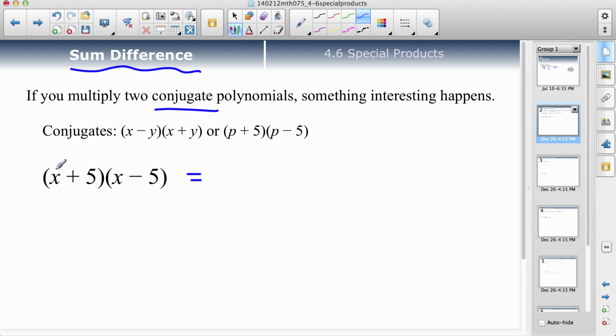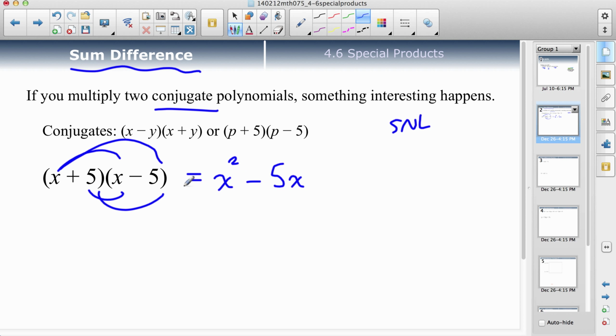So like we've seen before, we have to take the x and multiply it by each thing in the second bracket. And then we take the 5 and multiply it by each thing. So x times x is x squared, again remembering that you have to worry about sign, number, and letter. X times a negative 5 is a negative 5x. And then 5 times x is a positive 5x. And then 5 times negative 5 is negative 25.